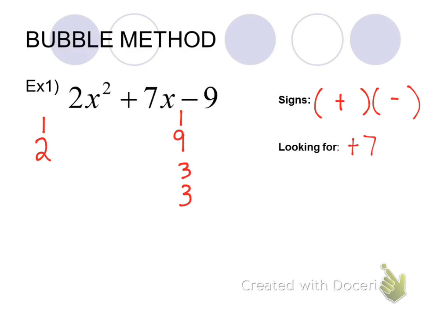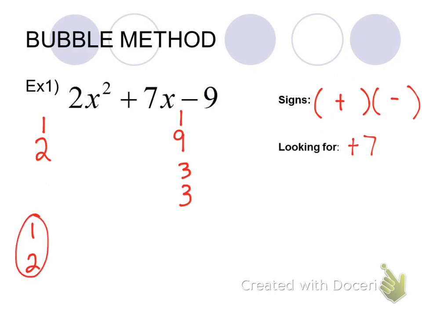The way this bubble method works is that we are going to pick one pair from each side at a time to use together. Now, what's nice about this problem is how many options do I have for 2? 1. There's only one pair here. So that's got to be my first bubble. 1, 2's got to be my first bubble.